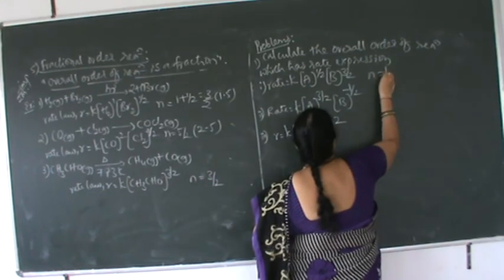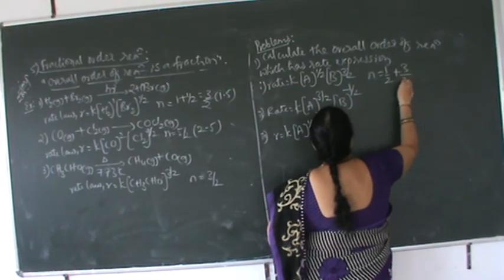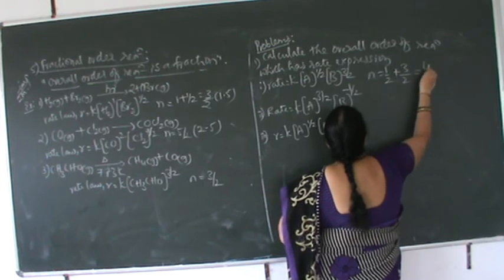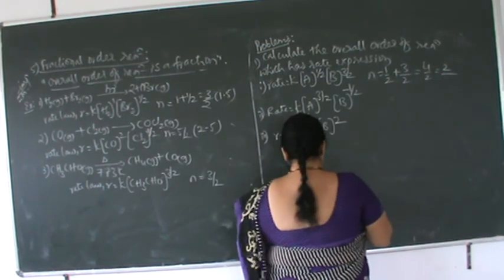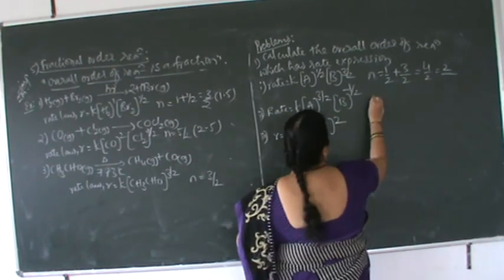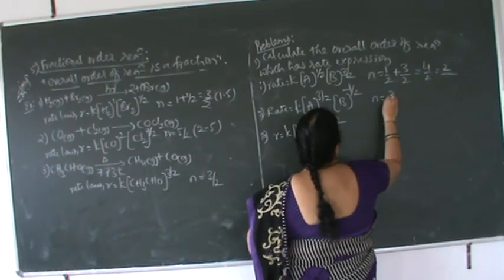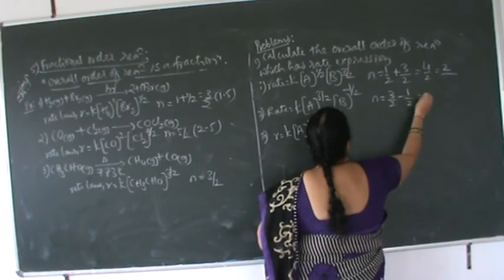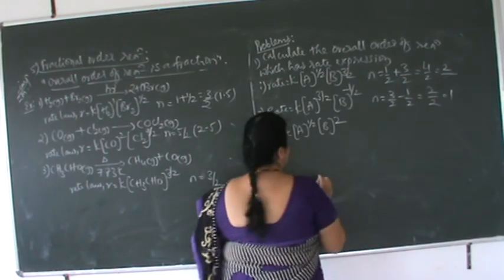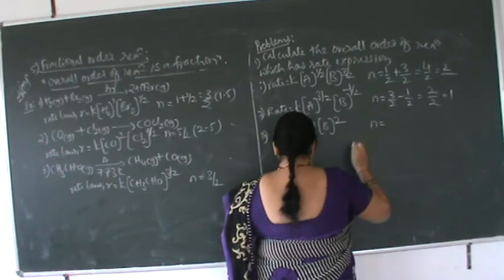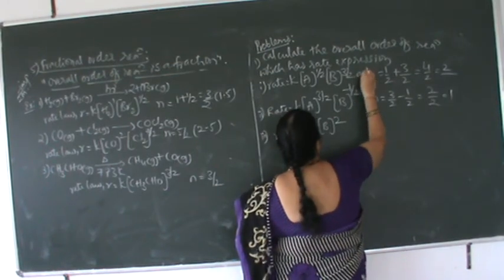n is equal to 1 by 2 plus 3 by 2. It is 4 by 2, so the order of the reaction is 2. In the first case, the order of the reaction is 2. Second, 3 by 2 minus 1 by 2, it is 3 minus 1, 2 by 2, so the order of the reaction is 1. Then the third, this is the answer.